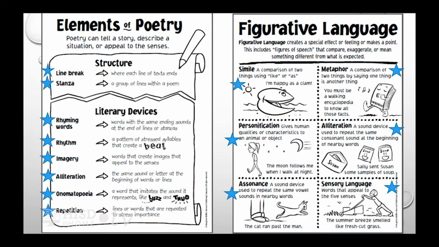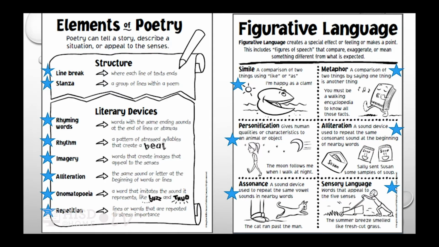Let's review our anchor charts, starting with elements of poetry. Poetry can tell a story, describe a situation, or appeal to the senses. So here are the structures of a poem. There's a line break, where each line or text ends. Then they have a stanza. Stanzas are a group of lines within a poem.